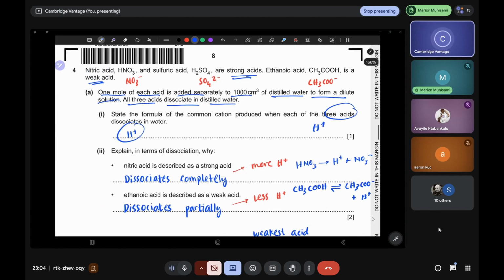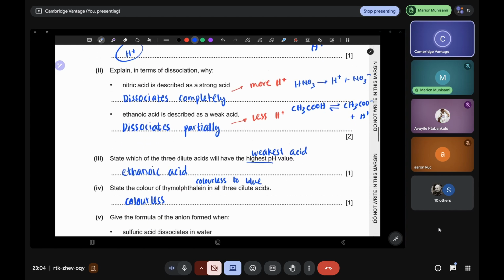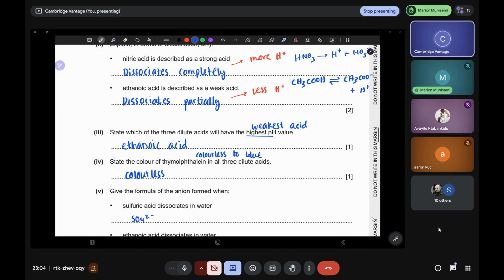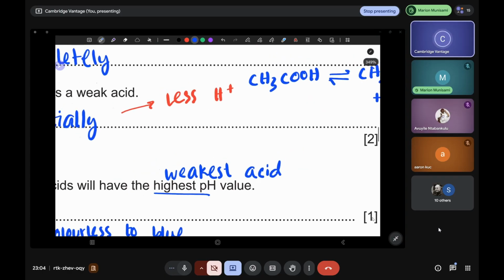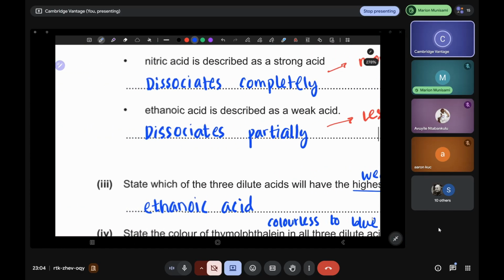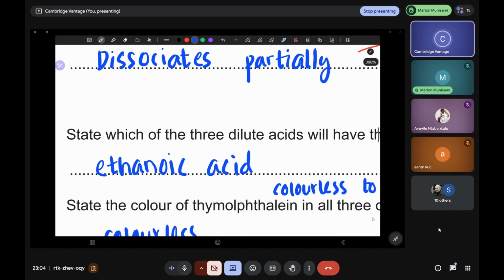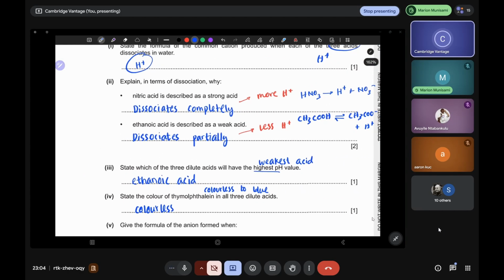Strong acids dissociate in a complete reaction. The weak acids dissociate in an equilibrium reaction that ends up leading to less H+. And if you have less H+, it's a weaker acid. If you have more H+, it's a stronger acid. So those are the 2 answers that we write over here. And then part 3, state which of the 3 dilute acids will have the highest pH. Now, having a high pH means being more alkaline, or it means being a weaker acid. So obviously we are going to choose the weak acid, which was ethanoic acid. It will have the highest pH over here.